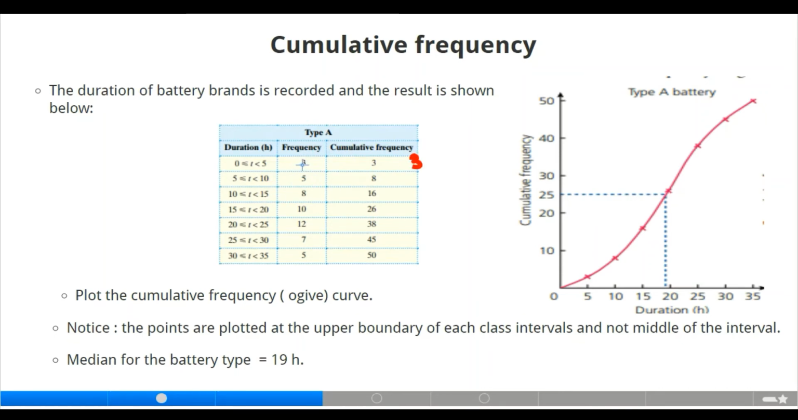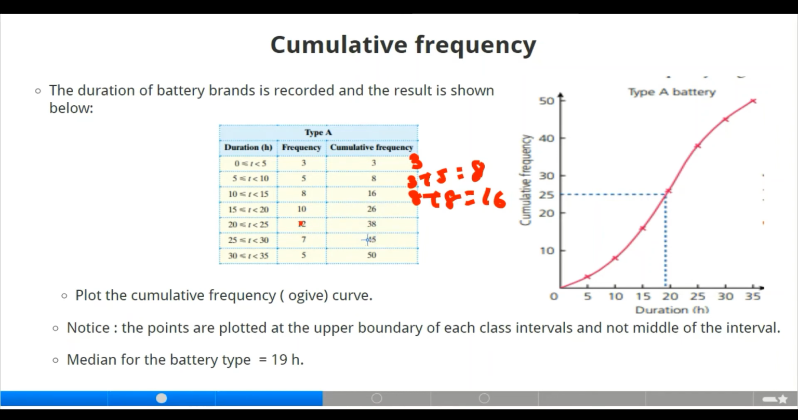Now the next one, you are picking 3 plus 5. That is this value plus this value, that gives 8. That's the next value. To get the next cumulative frequency, you are bringing 8 plus the 8 that we have here, and that gives 16. The next one, 16 plus 10, gives 26. 26 plus 12 gives 38.